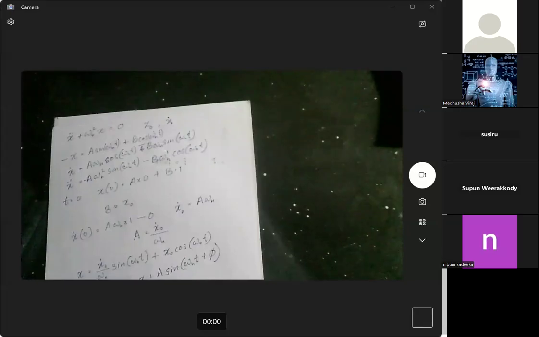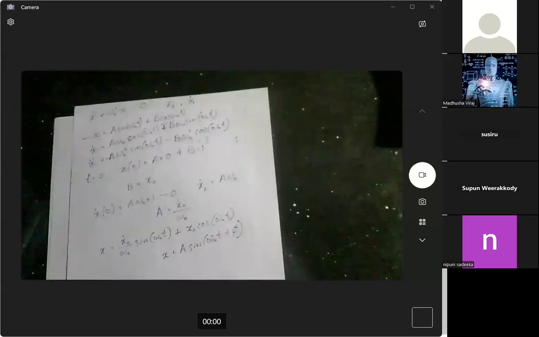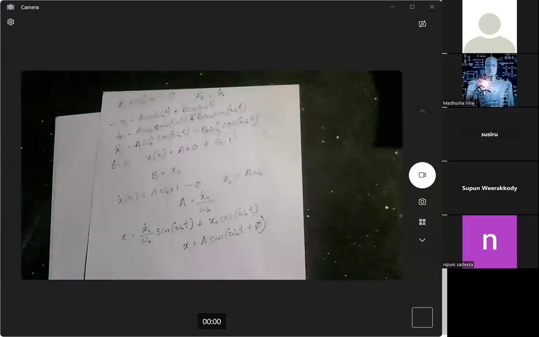Sir, we can't see the paper, sir. Paper එක ඕනේ නැහැ තනියෙන් හදන්න පුළුවන්.